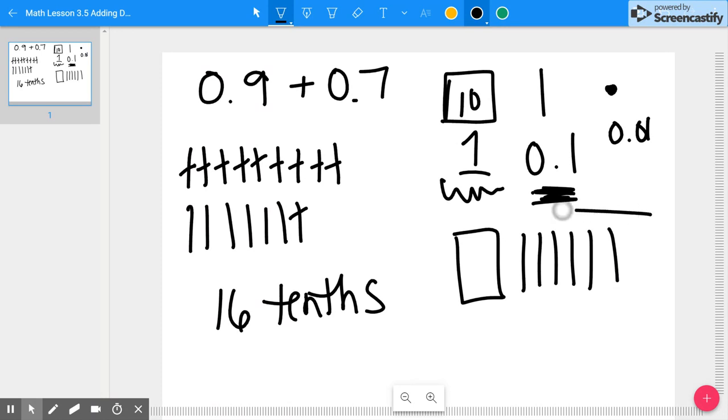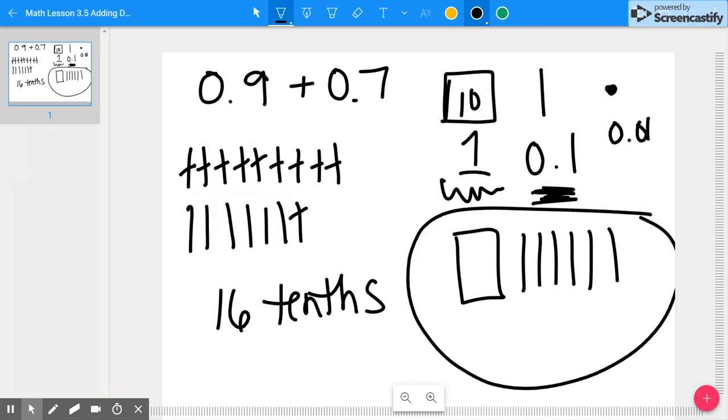So when I look at this picture that I just drew, this is my final picture. I know that this flat equals one whole, and everything after that is after the decimal point. So I need to put my decimal point. I have 6 longs, and 6 longs represent the tenths place value. So my answer is 1 and 6/10.